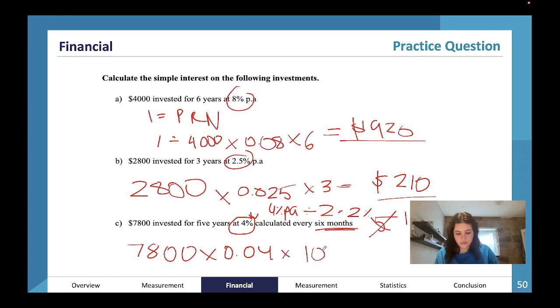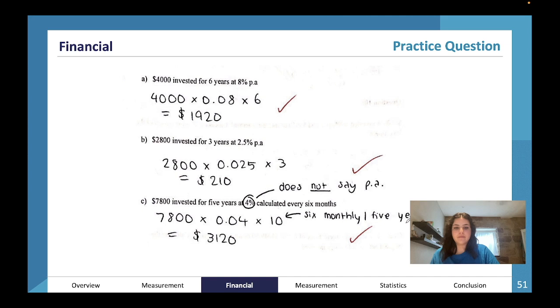7,800 times 0.04 times 10, and I get $3,120. Okay. We've got those notes there. Does not say per annum, 6 monthly, 5 years.